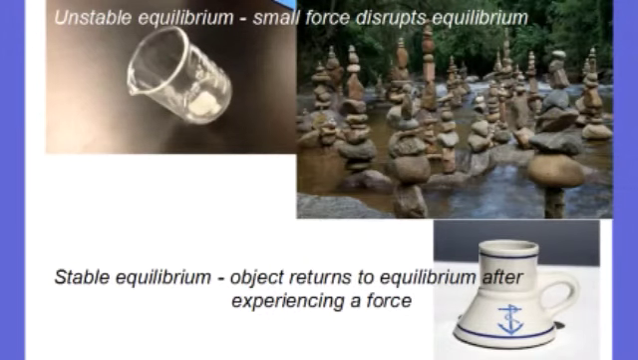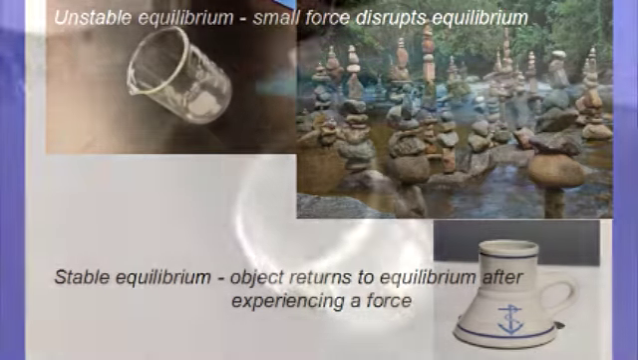Objects that tip over very easily with just a small force that disrupts its equilibrium, we call that unstable equilibrium. And then objects that return to equilibrium even after experiencing a force, we call that stable equilibrium. Lots of times things that have stable equilibrium have a very wide base, so it's very hard to tip them over. And the wider the base and the harder it is to tip them over, we say the more stable they are.